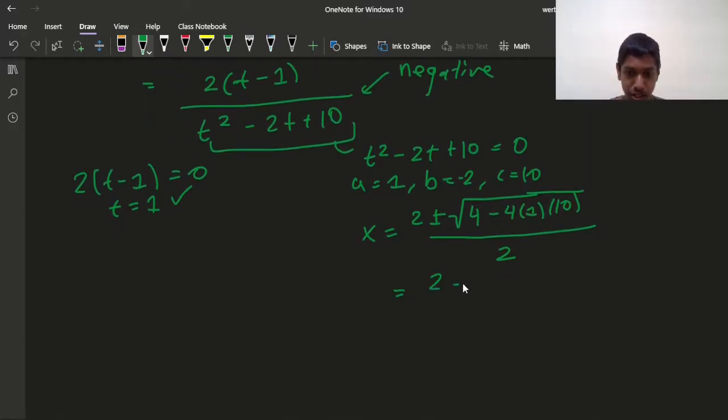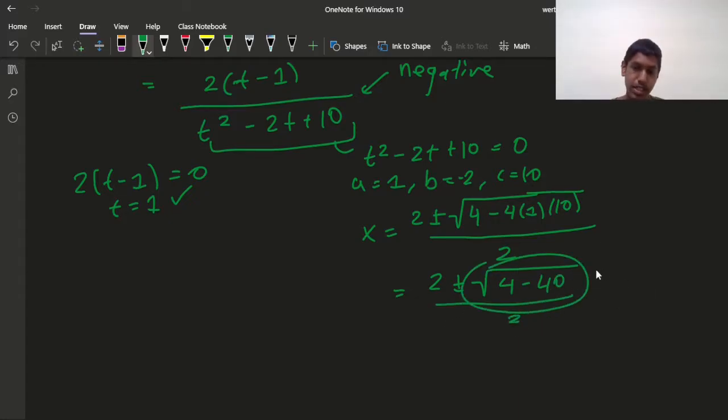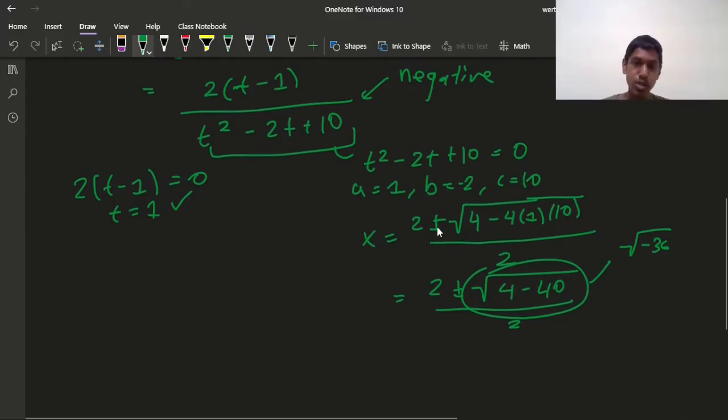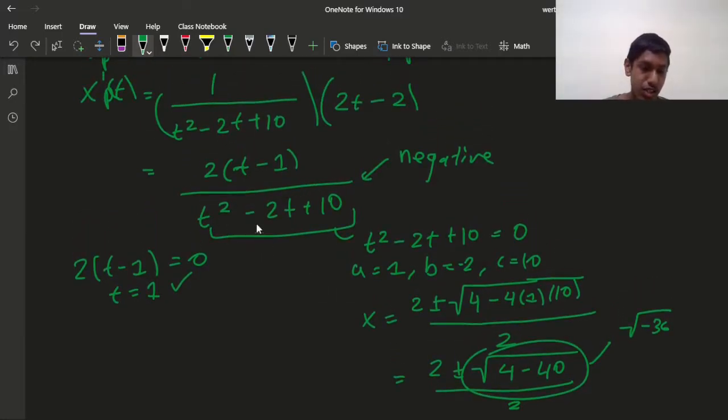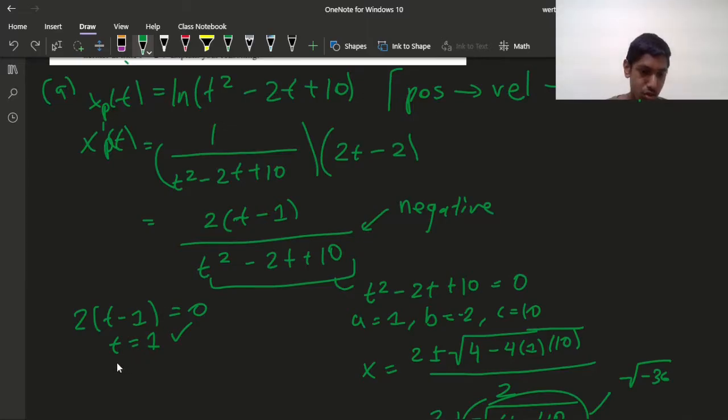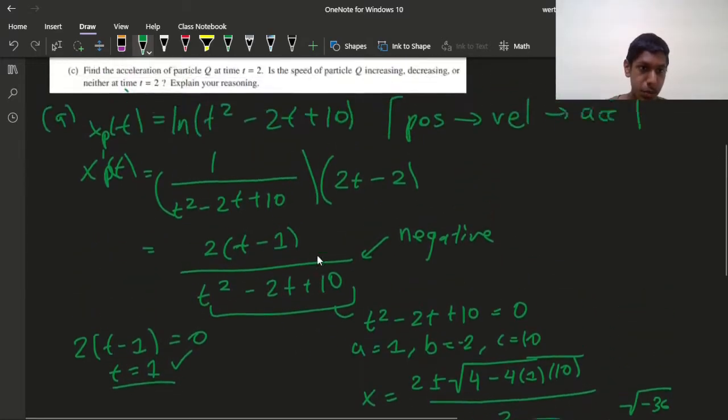I'll just do one more step, because you'll get 2 plus or minus the square root of 4 minus 40, over 2. Now this discriminant is negative, because you get the square root of minus 36, and that is not a real number. So right away you know that this equation has no real solutions, so the denominator is never 0. Great. So now we just have to account for t equals 1 as our critical point.